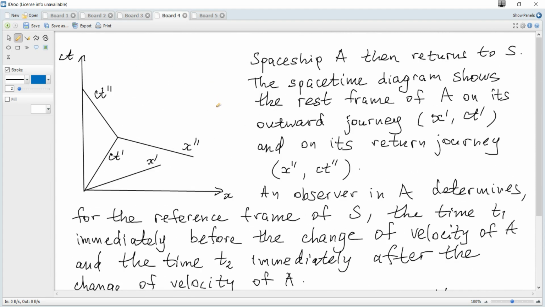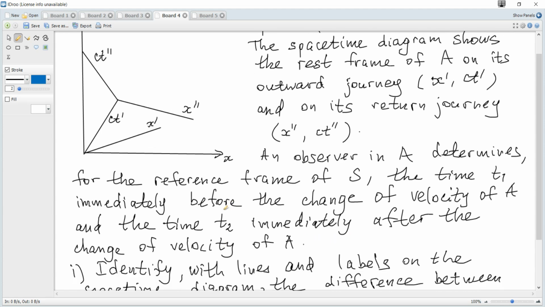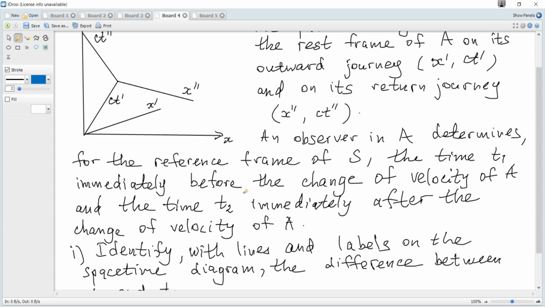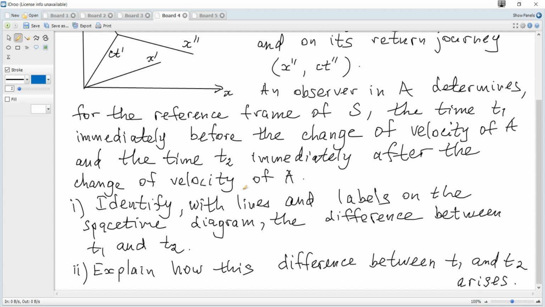The next: spaceship A then returns to S. The space-time diagram shows the rest frame of A on its outward journey and on its return journey. An observer in A determines, for the reference frame of S, the time t1 immediately before the change of velocity and t2 immediately after the change of velocity. Identify with lines and labels on the space-time diagram the difference between t1 and t2.